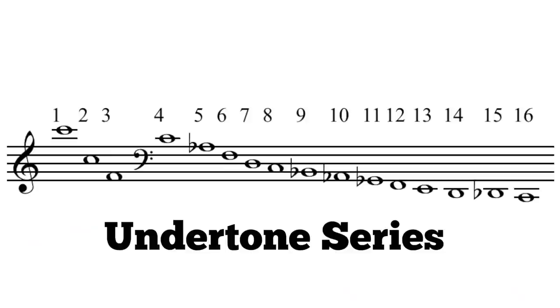But have you ever heard of the undertone series? The undertone series is actually a theoretical concept that is the exact mirror image of the overtone series. So the overtone series works this way: fundamental, an octave up, perfect fifth up, perfect fourth up, major third, minor third, and so on. The undertone series is the exact mirror image. So, fundamental, down an octave, down a perfect fifth, down a perfect fourth, major third, minor third, and so on.